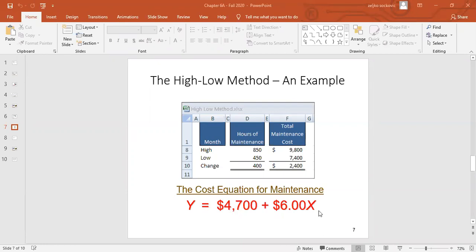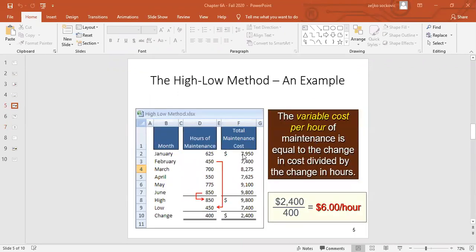So now you can plug in any number, and you will get a good estimate of cost. Now, if you try to go back and plug this equation into one of these numbers, you will not get the exact same result. If you plug 550 into the equation of 4,700 fixed plus $6 times machine hours, you will not get 7,625. Why? Because the high-low method is not precise enough, but you will get in a ballpark, in a good range, and that's good enough for us, right?